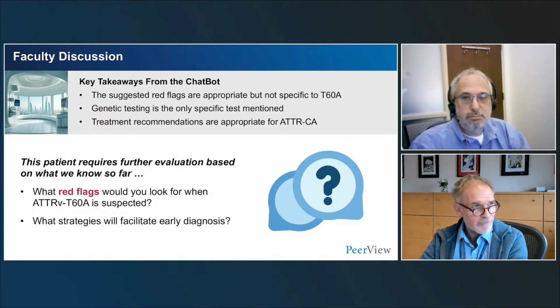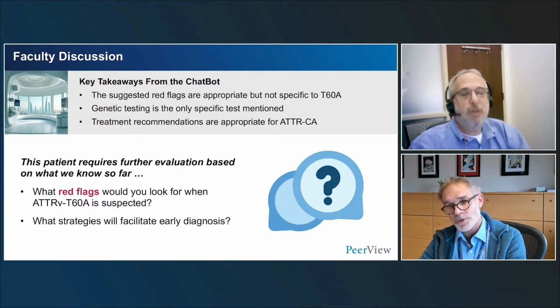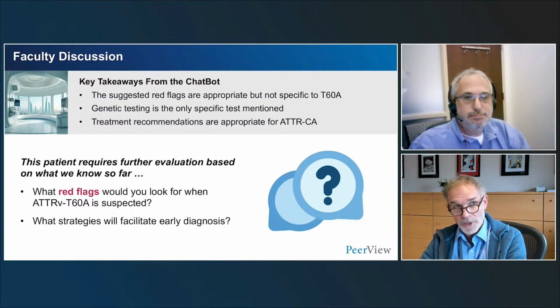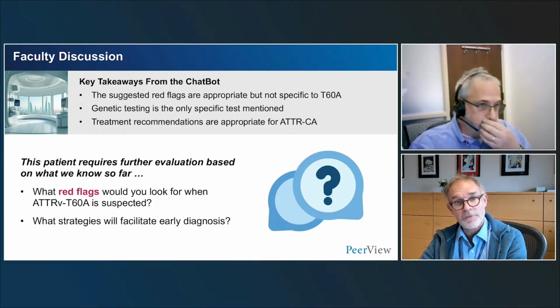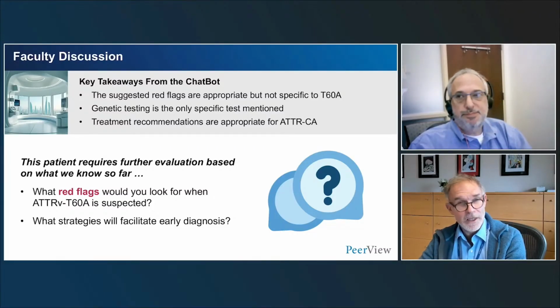I don't think it mentioned erectile dysfunction, which would certainly be an early feature that I would ask a male patient of that sort of age about, because again, T60A very commonly starts with autonomic symptoms in my experience, and erectile dysfunction is often, again, not a specific feature, but is often an early feature of disease in this patient cohort. So that's something that I might add to the long list.